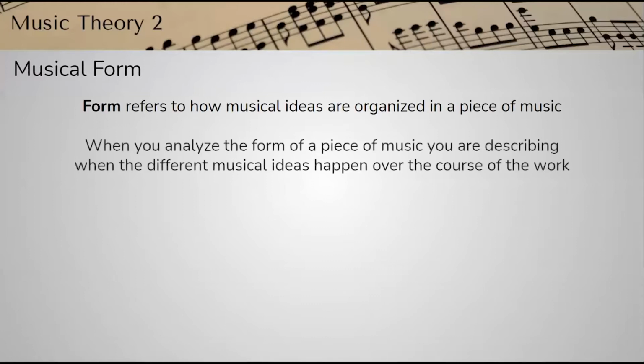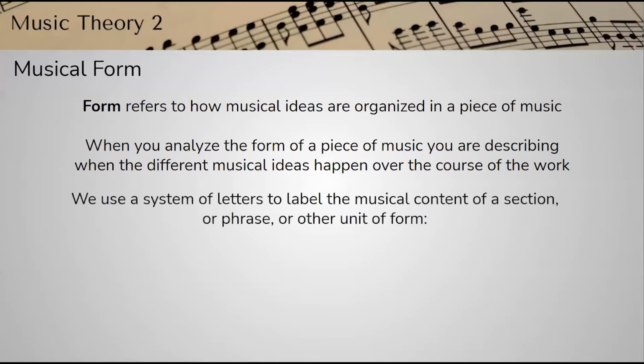Okay, so review of musical form. Form refers to how musical ideas are organized in a piece of music, as we know. When you analyze the form of a piece of music, you're describing when different musical ideas happen, and if they repeat, or if they are contrasted, or if there's some kind of variation on them. Okay, you're describing what happens in the piece of music. Now, we talked about a song, which we'll look at in a second.